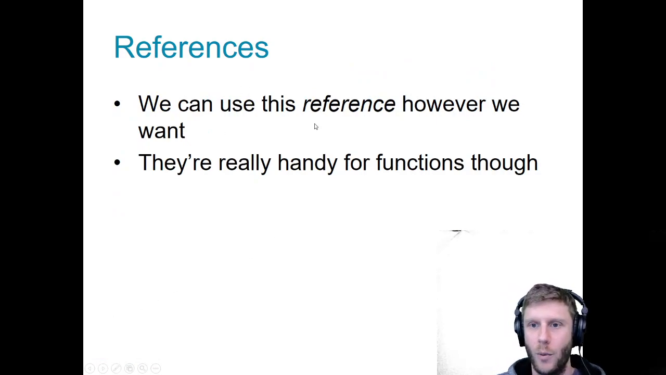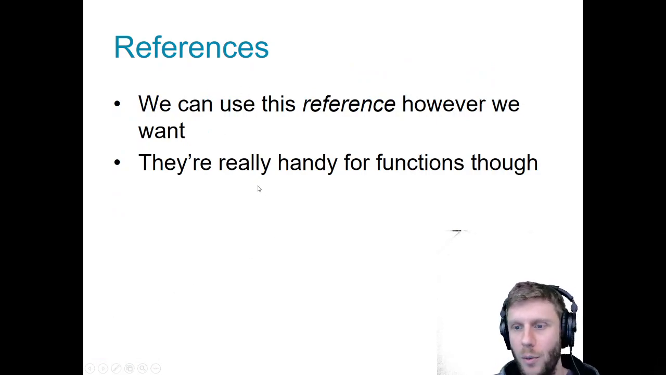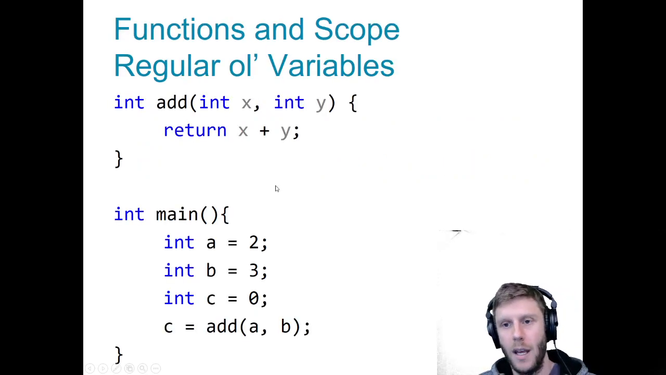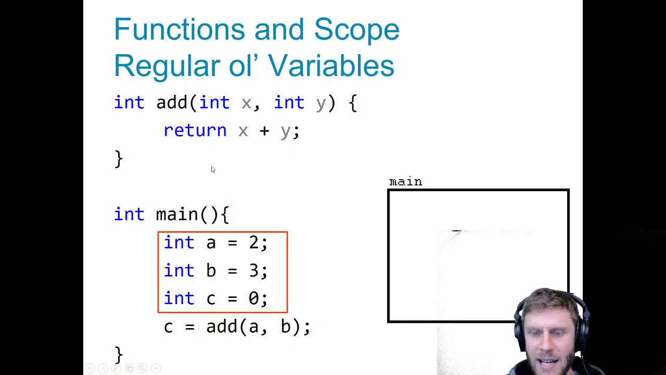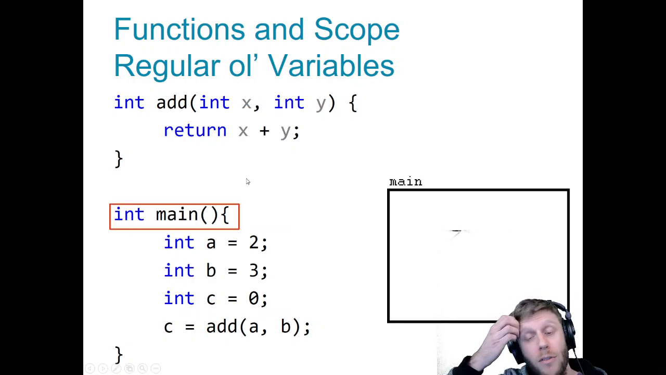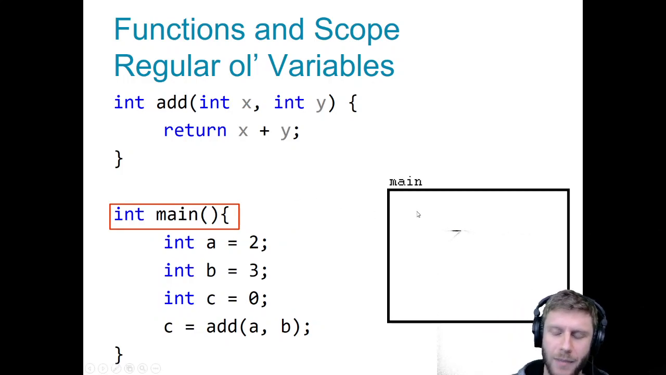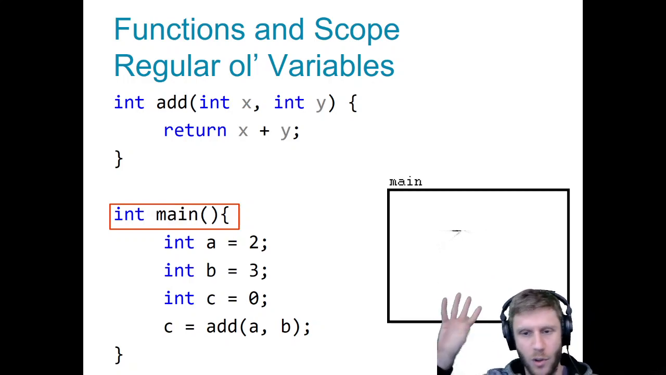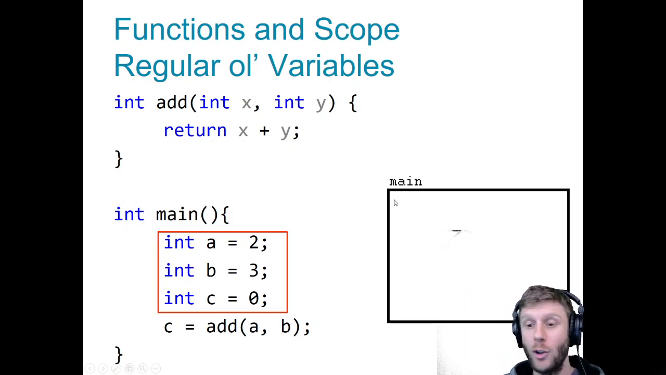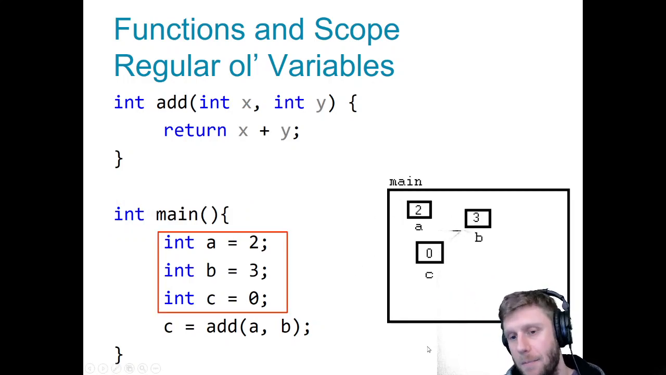Okay. So we can use the reference however we want. They're really handy for functions. So in this example here, we're happy, right? But remember that when I start running my code, the main function appears. I'm kind of drawing this in a way that we can visualize where in RAM who owns what. I create 3 variables, A, B, and C.